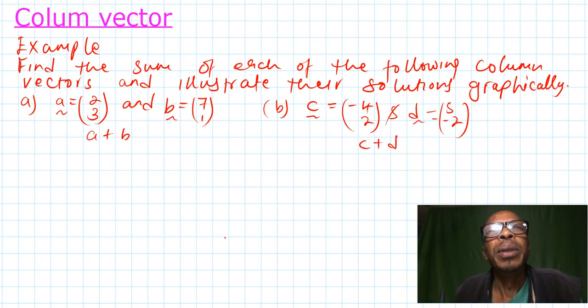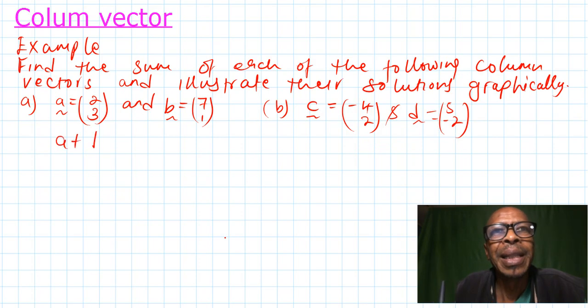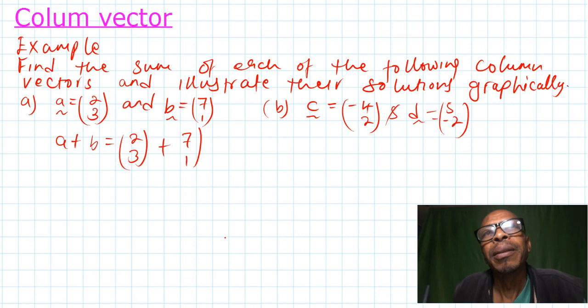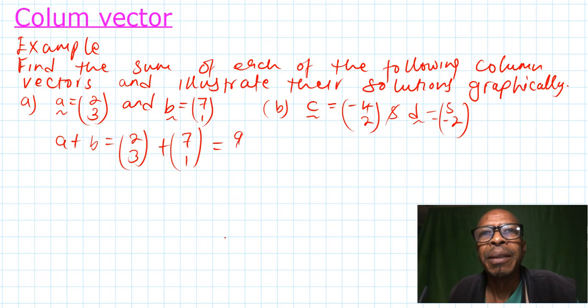How do we do that? What we do is that we say that the sum of these two vectors, A plus B, is equal to (2, 3) plus (7, 1). You add the corresponding components. 2 plus 7 will give you 9, and 3 plus 1 is 4.